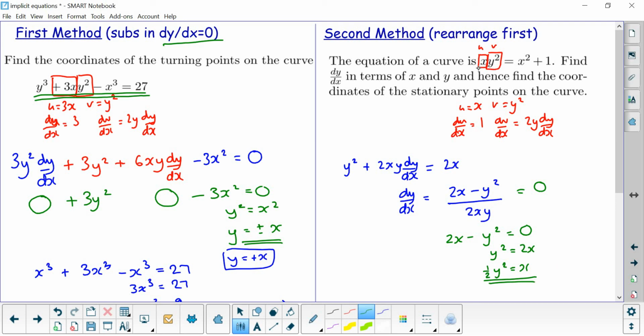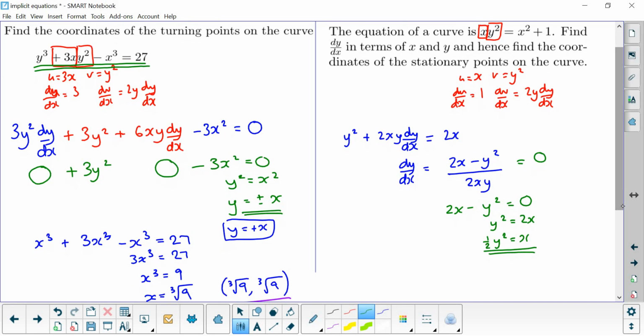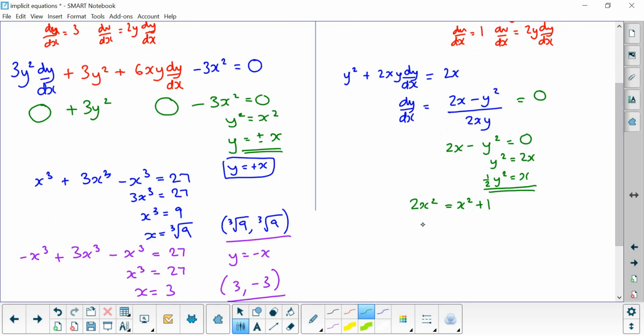And we know the point lies on the original curve. And so we substitute this into the original curve. So x times y squared, so x times 2x is going to be 2x squared, okay? And then equals x squared plus 1. All right, oh, well, this is nice. So if we subtract x squared from both sides, x squared is 1, so x is plus or minus 1.